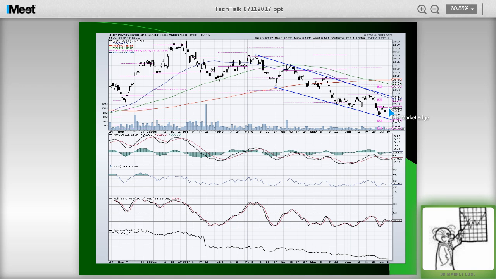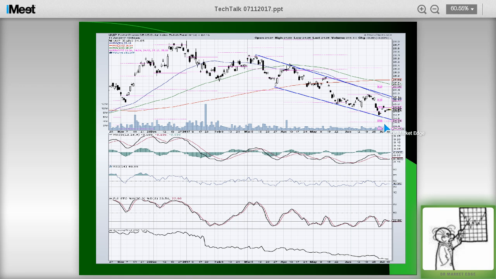Now, if you just looked at this UUP chart right now and you were a trader, you'd be thinking, okay, I want to go long the commodities. But when it's not working, you have to know that what should be working isn't, so we want to step away from that trade. So keep an eye on that.